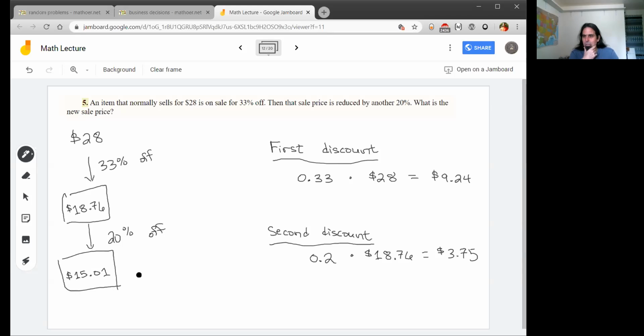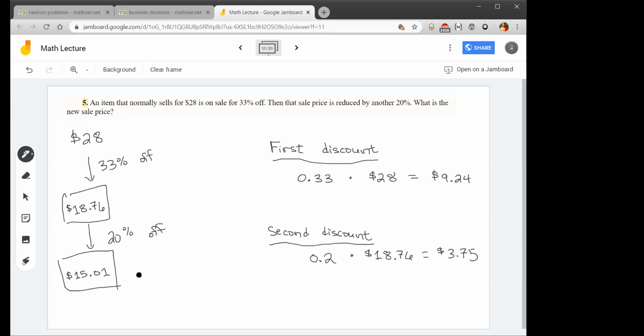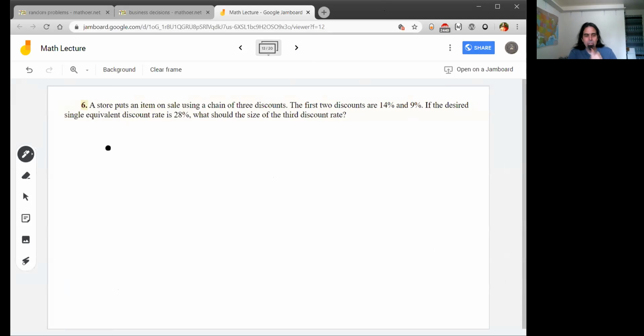Everyone okay with number 5? Nice and straightforward. Mm-hmm. Yeah. Yes. So again, not really harder, but just longer. Now we have a longer chain with a missing percent.